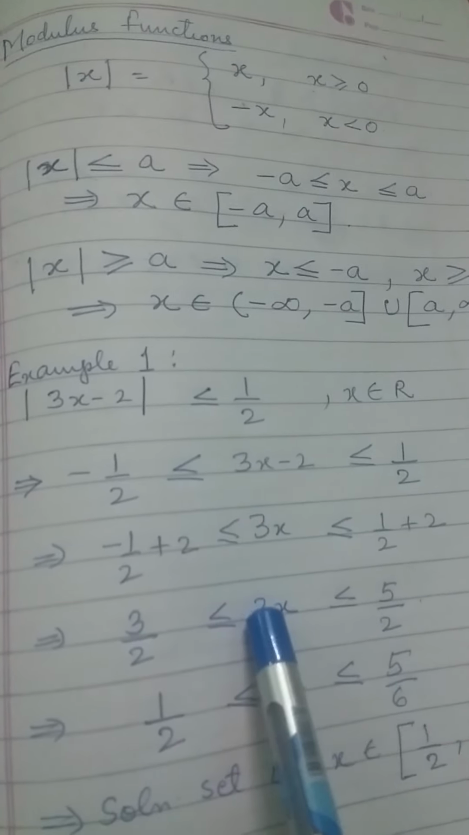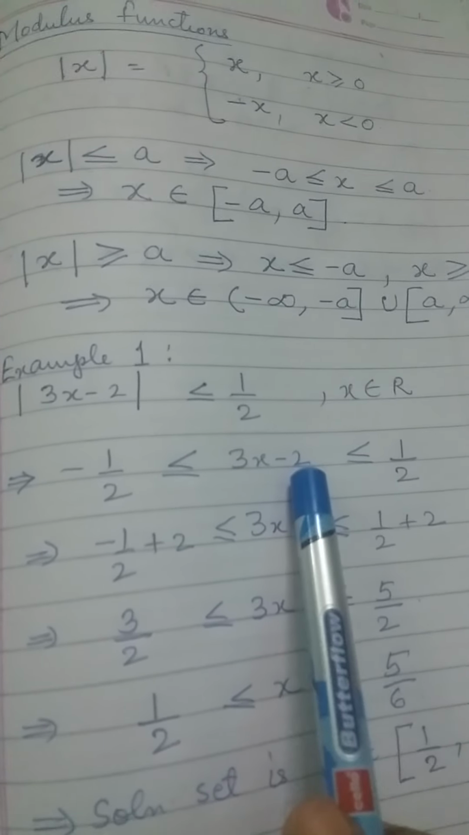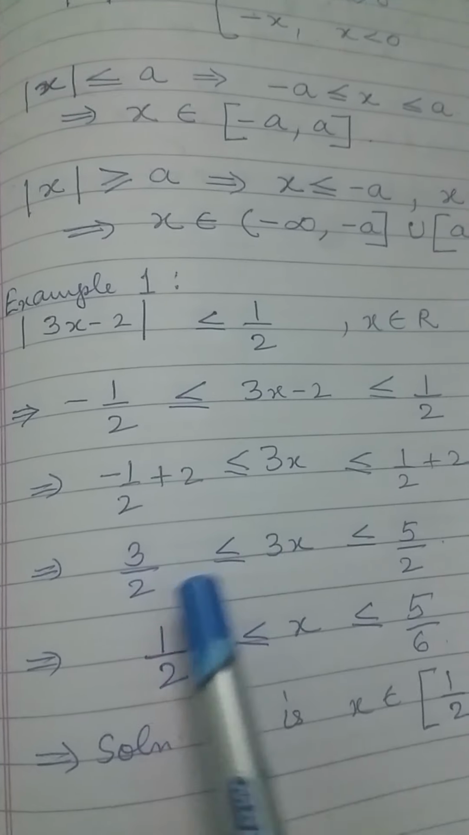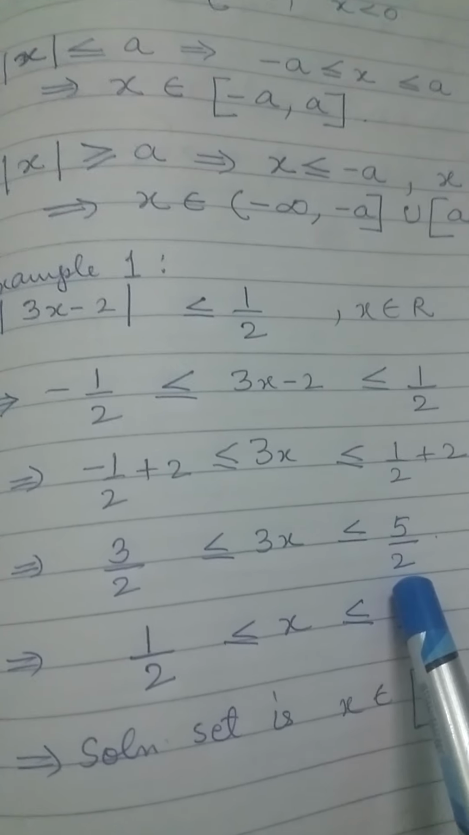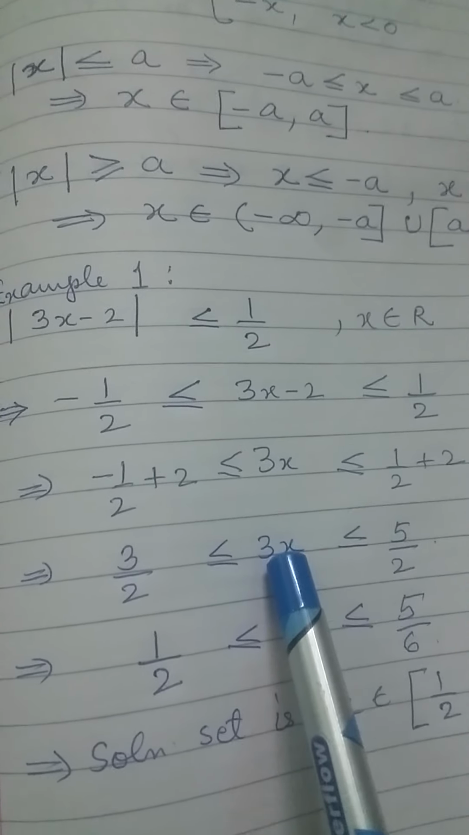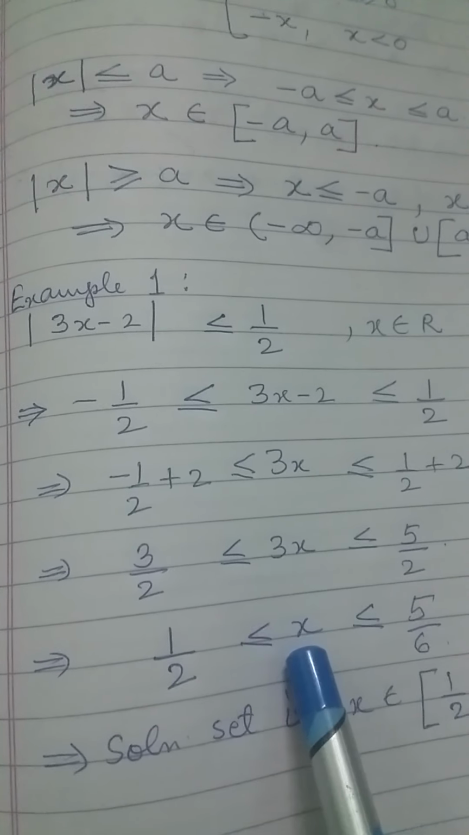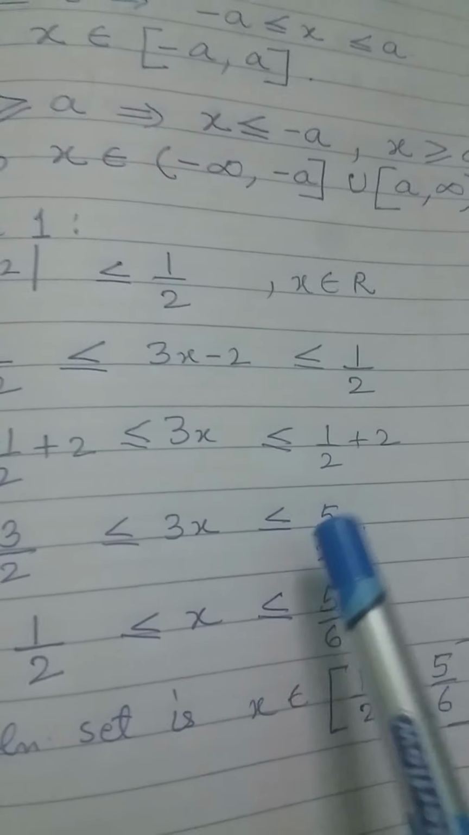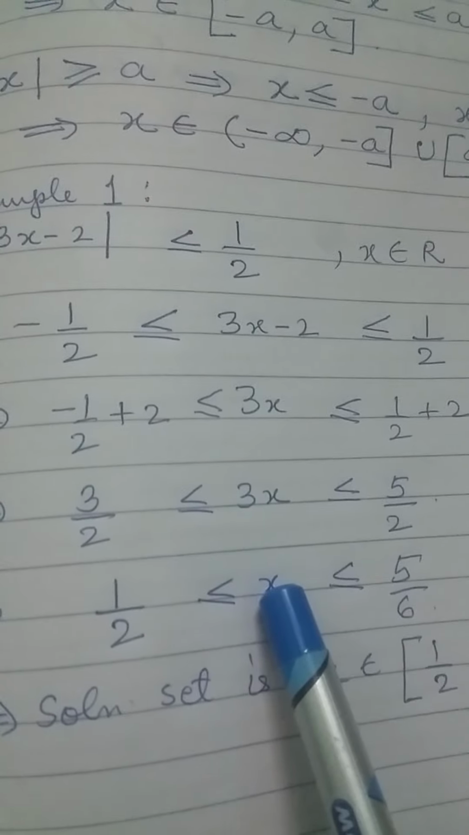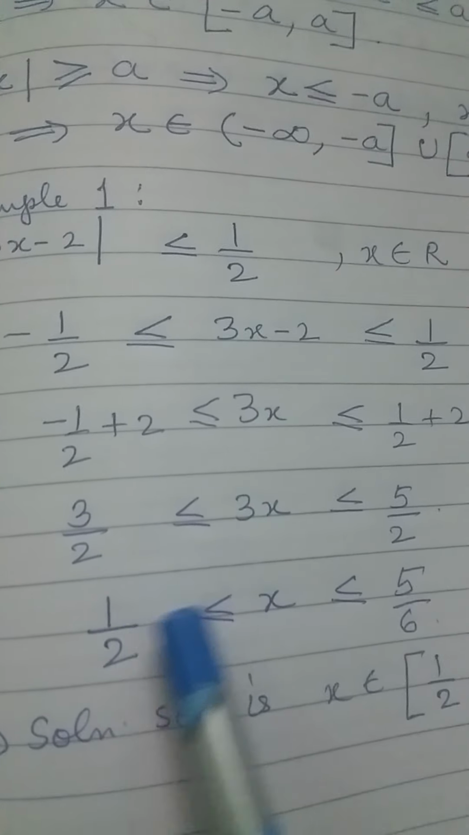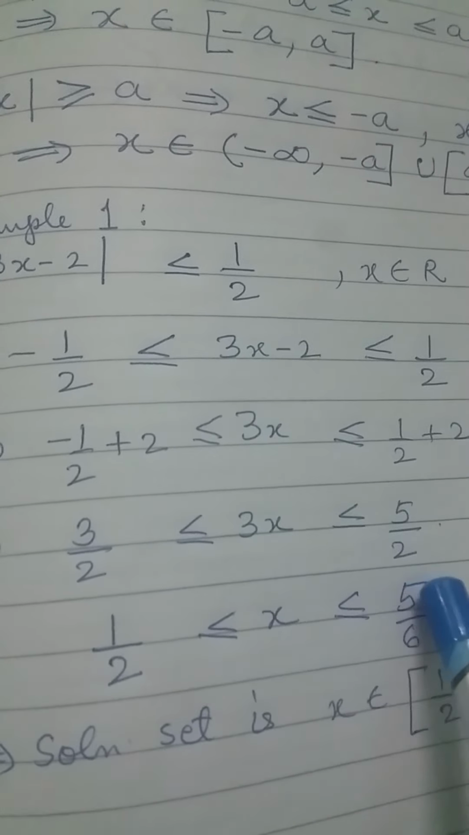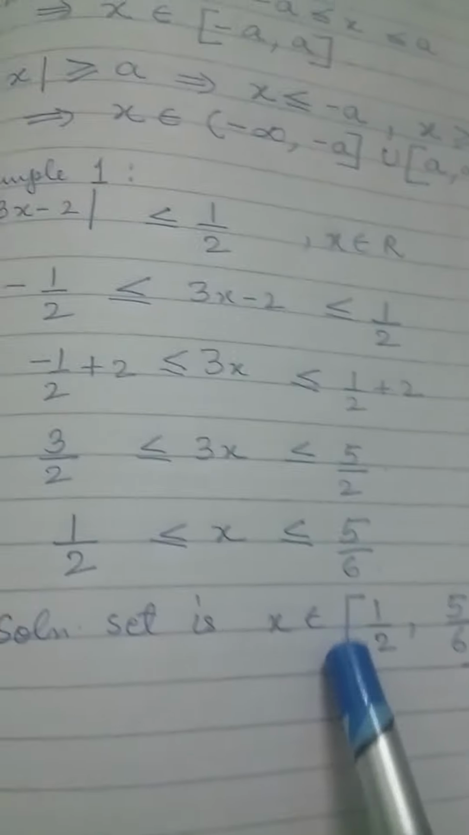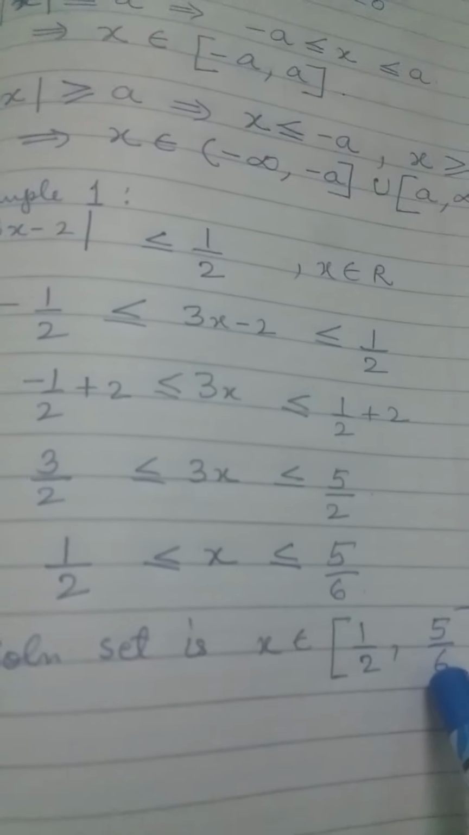Now gradually we will try to reach x. First of all, minus 2 will be removed, so adding 2 on all sides, we get 3 by 2 less than or equal to 3x less than or equal to 5 by 2. Now I have 3x, and from 3x I have to reach x, so we divide by 3. When you divide this by 3 you will get 1 by 2, and when you divide this by 3 you will get 5 by 6. So x is greater than or equal to 1 by 2 and less than or equal to 5 by 6. The solution set will be x belongs to the closed interval 1 by 2 comma 5 by 6.